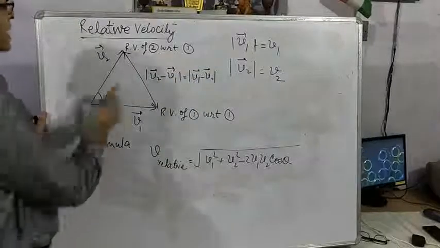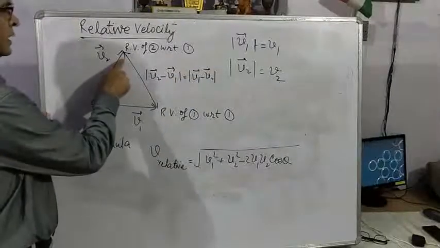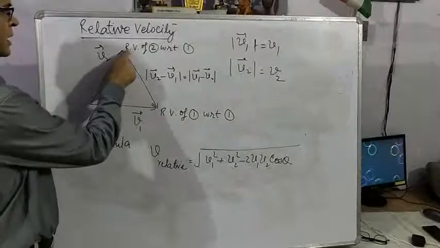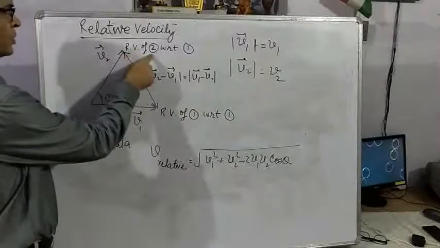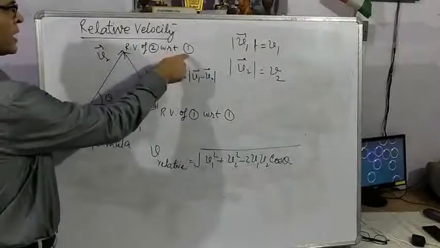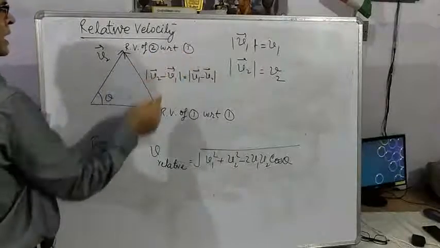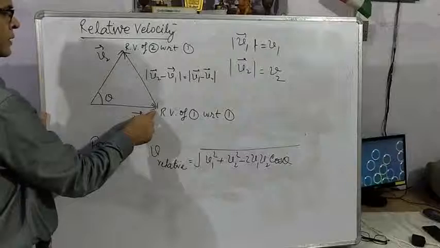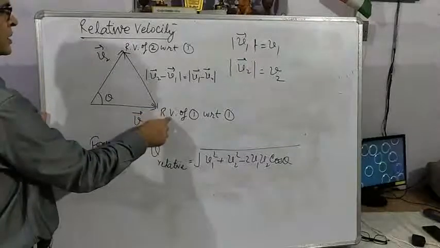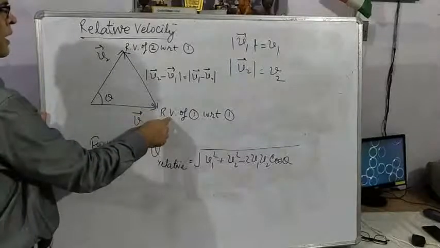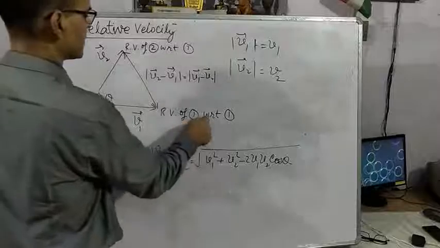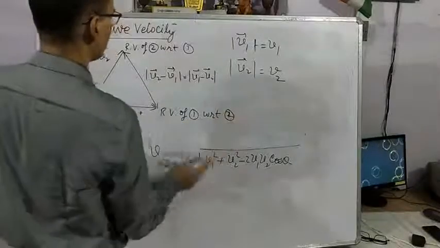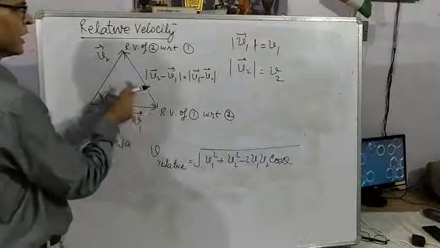If we put an arrow here, this direction will represent the relative velocity of particle 2 with respect to particle 1. And if we put the arrowhead here, it is the relative velocity of particle 1 with respect to particle 2. Magnitude remains the same, only direction will change.